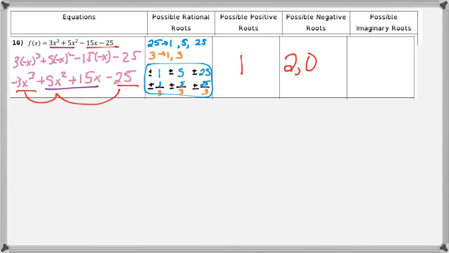So I look for my highest power for the imaginary. So my highest power is a 3. I can't use a 3. I have to go down to the one right underneath it because it needs to be even. So 2, 0.